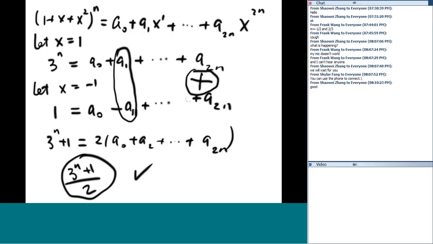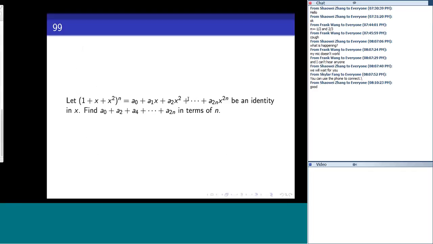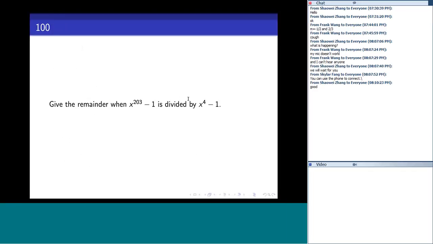Right? So the next one should be easy, and we don't know what it is. For that one you just directly divide. That's only two polynomials. You should be able to do it, right? Yeah.